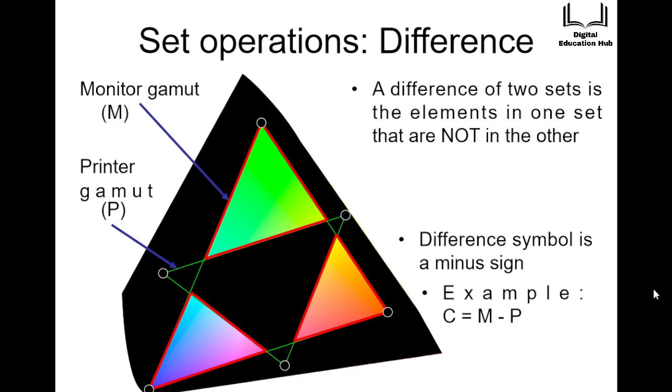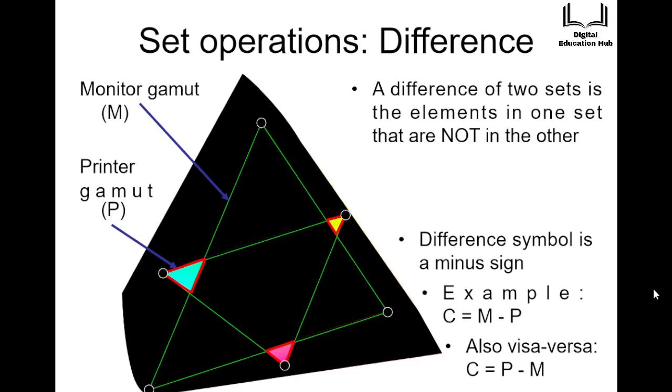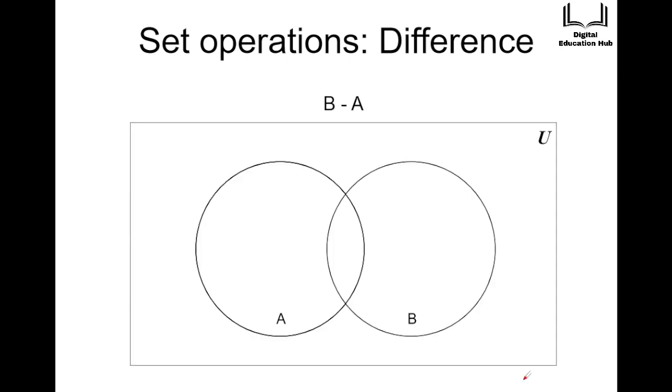Now let's see the next case, where C is equal to P minus M. Here we will see that representation. So C is equal to P minus M. Here this P is there. P minus M means from P subtract the common region. So C is equal to P minus M.